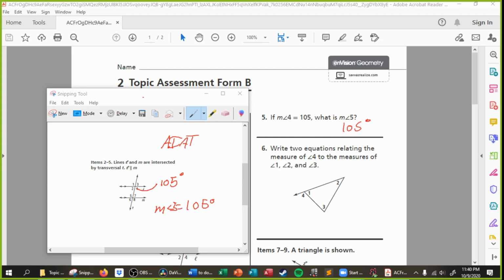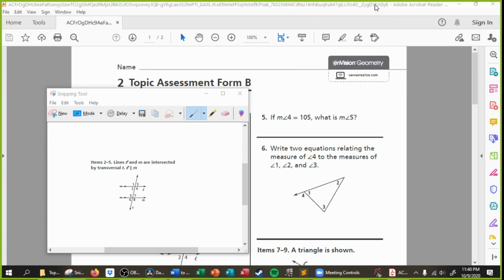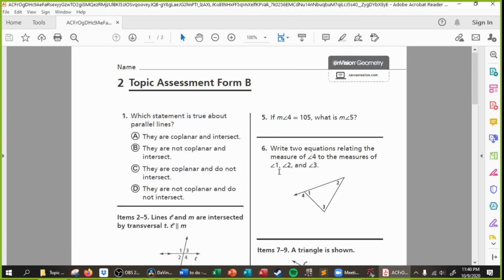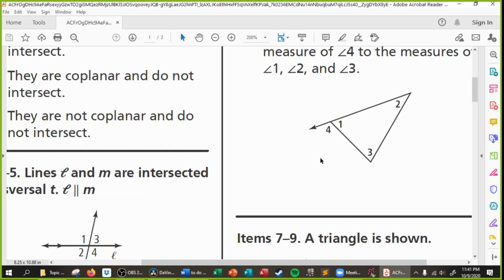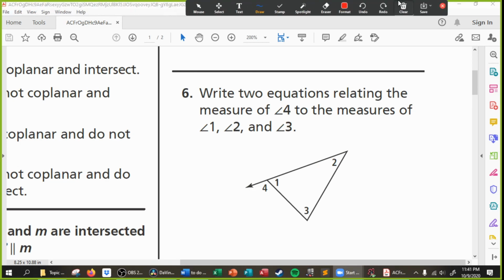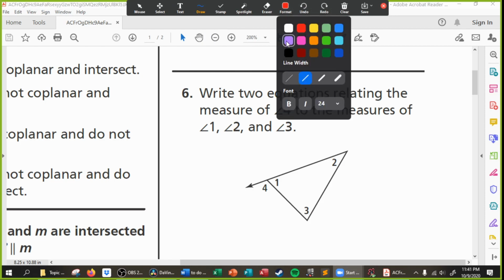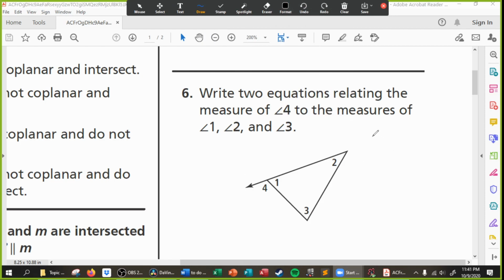Question 6. Write two equations relating the measure of angle 4 to the measures of angles 1, 2, and 3. So it actually wants us to do 2 this time. So let's do that. Let's get a little bit larger of a work area. We're going to have to use a couple, literally 2 theorems here that will tell us what we have. So I want to know, how do I solve for angle 4?